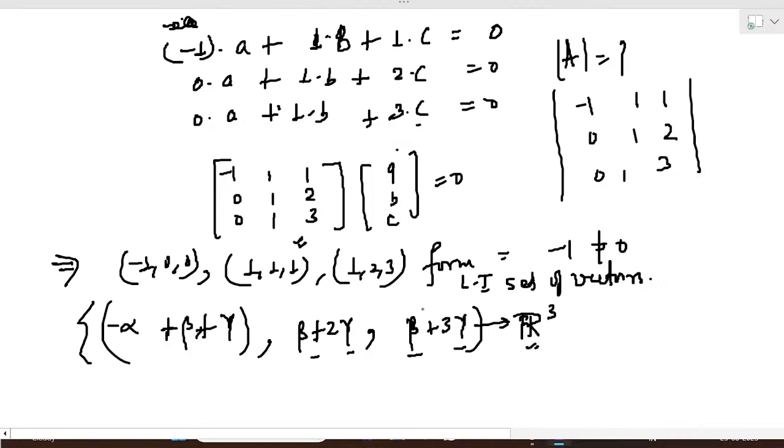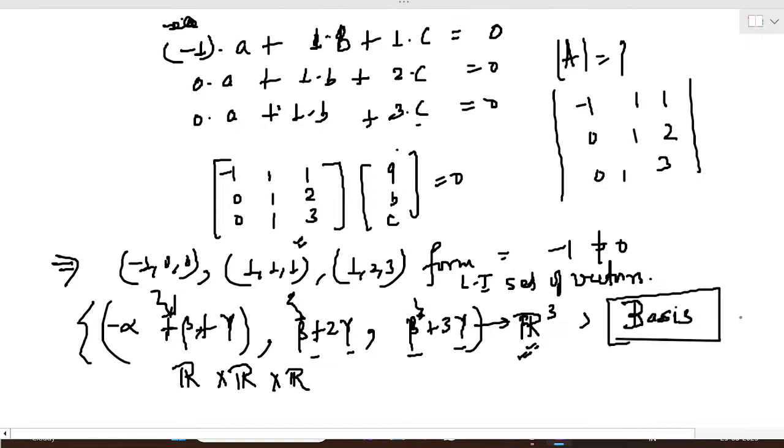You can see this will come from real entries, this is from real entries, and this is from real entries. You take alpha, beta, gamma from real, so eventually this will be R cross R cross R. So it will span the entire R cube. So clearly they will form the basis. Is that clear or not? Yes or no? Or should I move to another question? Try to find this.